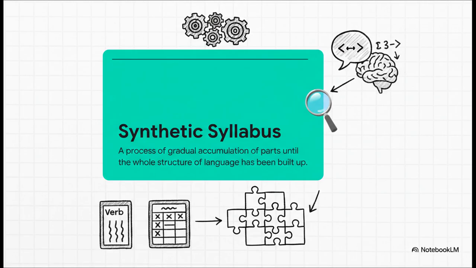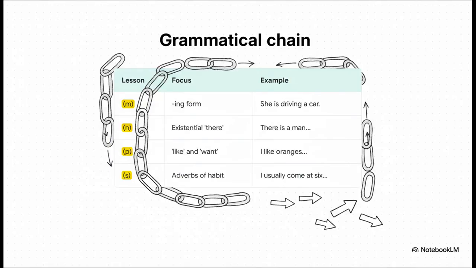Now, there's a technical term for this, of course. It's called a synthetic syllabus. And as the linguist D.A. Wilkins put it, the whole idea is that learning is a gradual accumulation. You're literally synthesizing, or combining, all these little parts you learn, until voila, you've built the entire language from the ground up. And here is a perfect example of what that grammatical chain looks like in a real textbook.